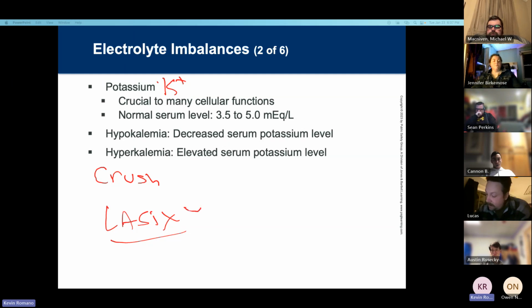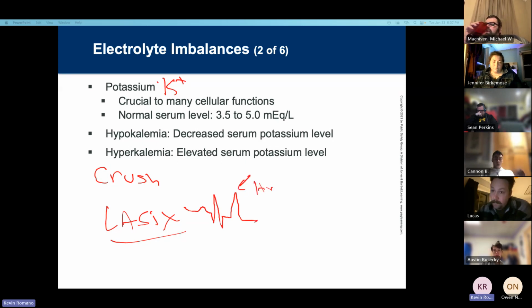So okay, we have our P wave here, QRS. That's horrible. Okay, see that big spike T wave? We call it peaked T waves. This would be hyper K.